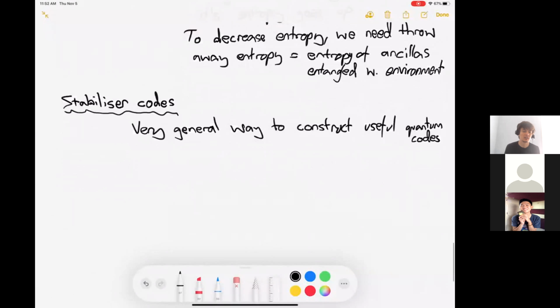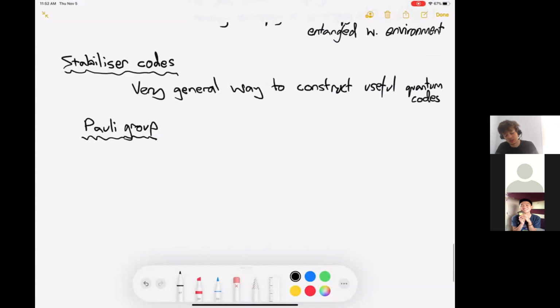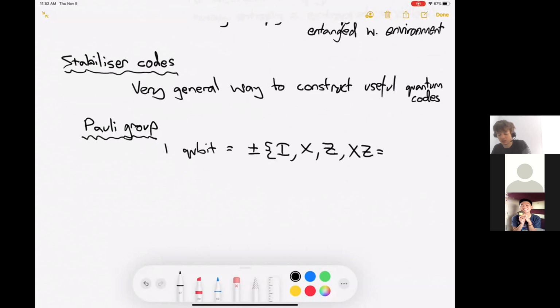Okay. And so these stabilizer codes are going to be built out of things using Pauli matrices. To start playing around with them, it's helpful to first define what's called the Pauli group. The Pauli group for one qubit is just the set of 8 matrices that are plus or minus the identity, plus or minus X, plus or minus Z, and finally plus or minus X times Z, which is of course minus i times Y.